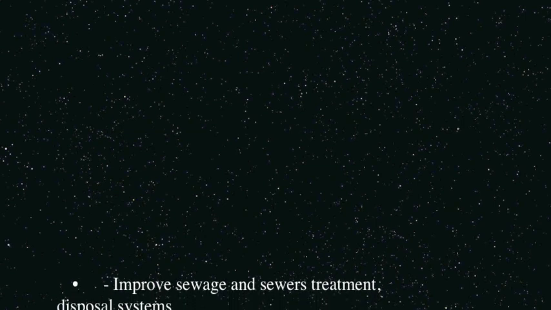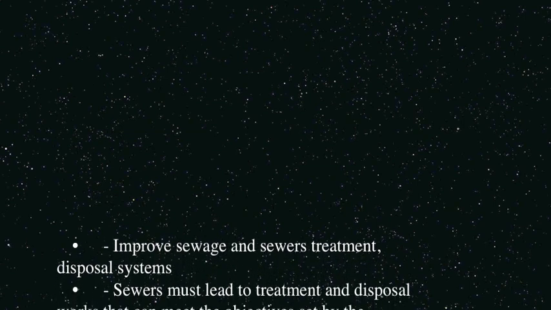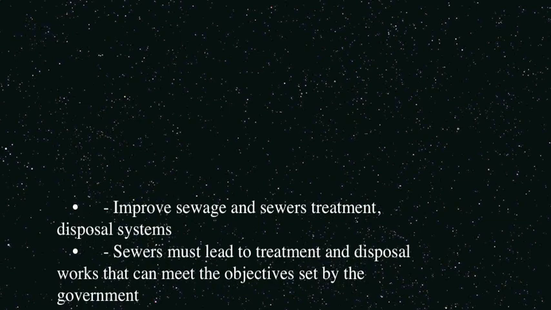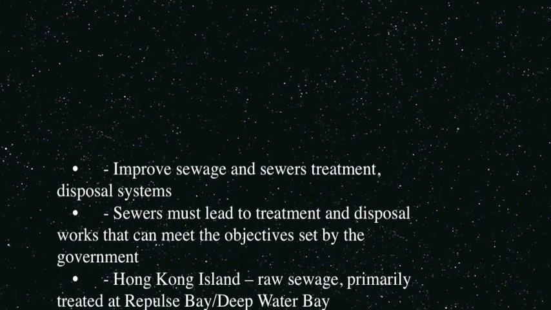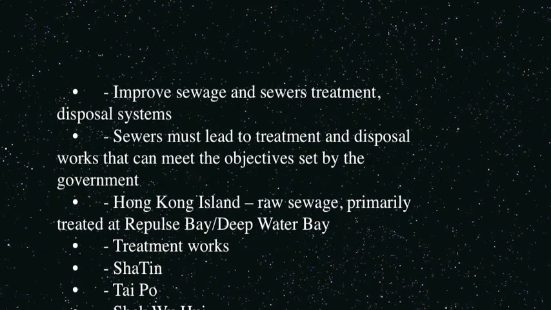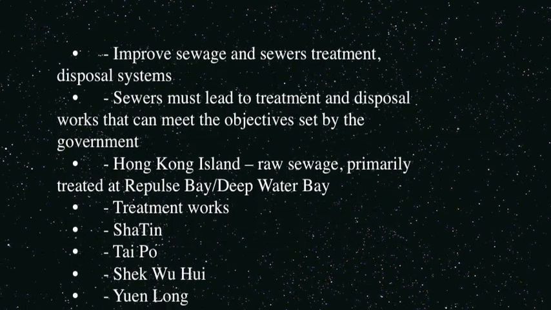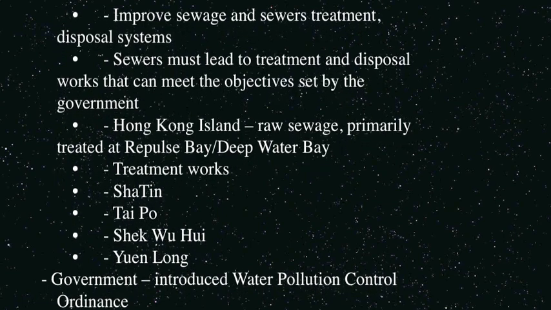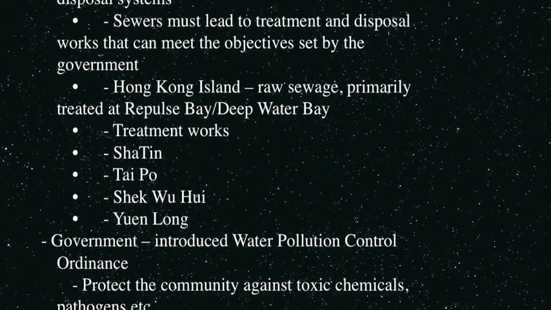The government should improve the sewage, sewers, and disposal systems treatments. The sewers must lead to treatment and disposal works that can meet the objectives set by the government. For example, on Hong Kong Island, raw sewage is primarily treated at Repulse Bay and Deepwater Bay. There are also other treatment works in Sha Tin, Tai Po, Shek Pui Hui, and Yuen Long, etc.